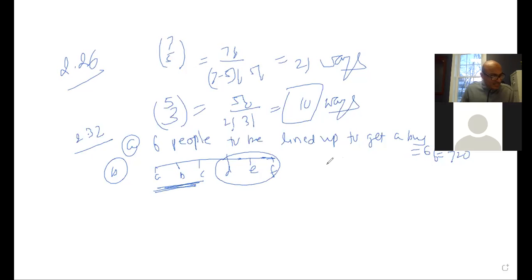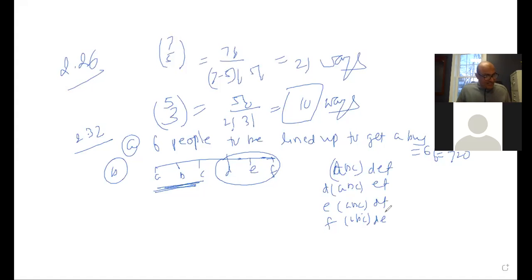So you can write like this: A, B, C, and then D, E, F. Or you can write D, then A, B, C, and E, F. Or E, then A, B, C, and D, F. Or F, and A, B, C, and D, E, right? So different ways are there. Good. Now, how can you answer this question?